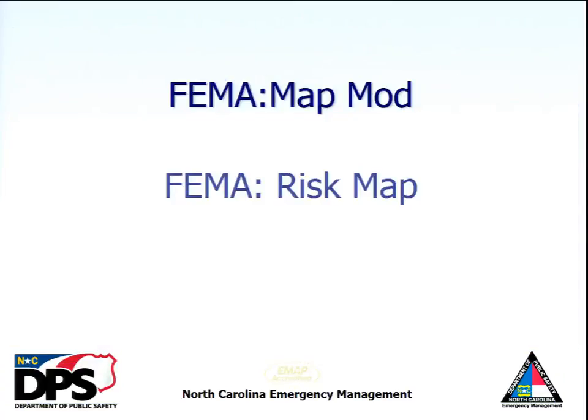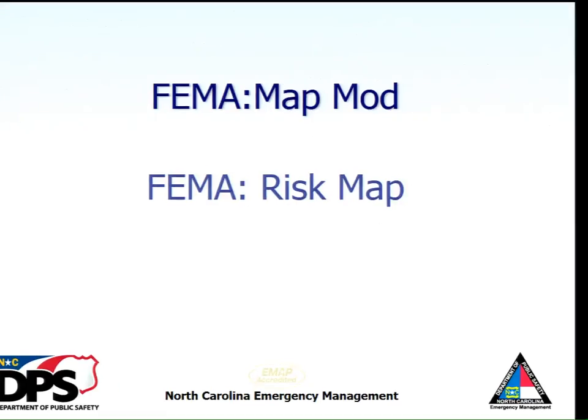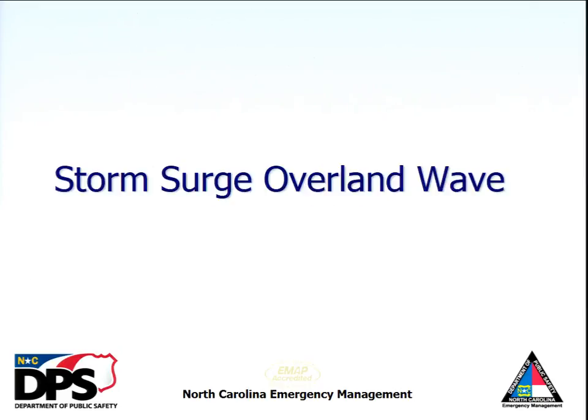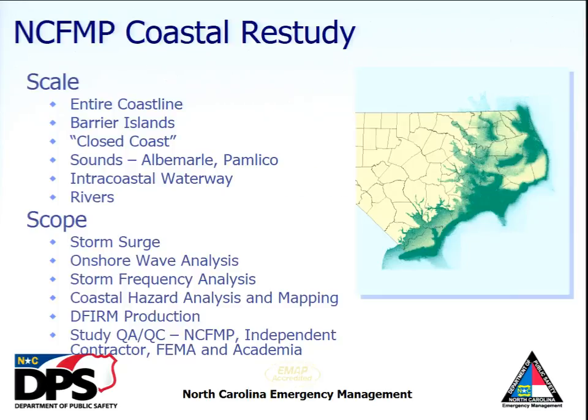So the first FEMA process was map mod. Get the stuff off of paper, get it somewhere digital so you can see it. The next phase of FEMA that we're in right now is called risk map. This is analyzing the risk that is occurring in the area of the flood zones and all the other state hazards we are working on actively. The first thing we did was redo the storm surge, overland wave, and the coastal reef studies.